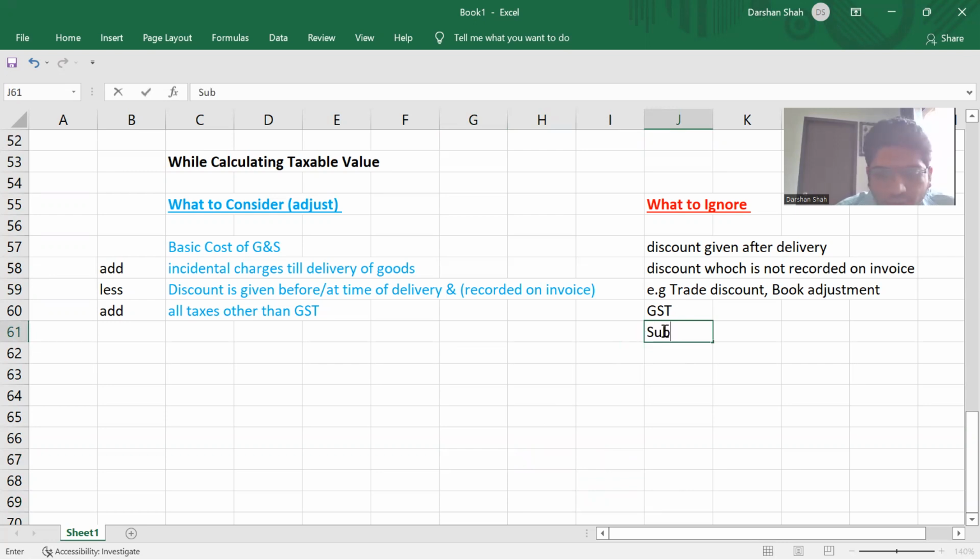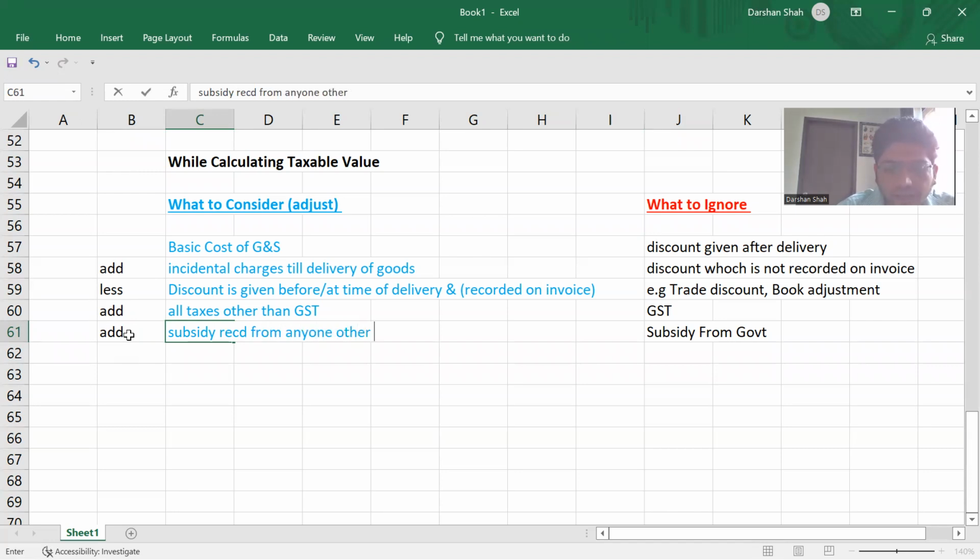Okay, so subsidy from government is a benefit derived from the government. So while calculating taxable value, I just ignore subsidy from government because it is a benefit. It cannot be taxed. It is a benefit received from the government, right? It cannot be taxed. So while calculating taxable value, I'll just ignore subsidy from the government. I'll neither add it nor deduct it. But subsidy received from anyone other than government will have to be considered, will have to be added in the taxable value.